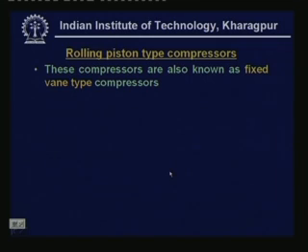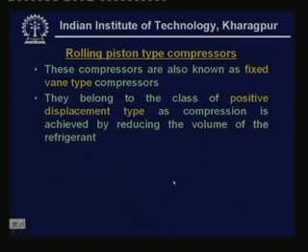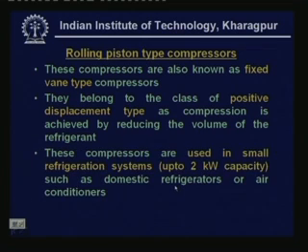Rolling piston type compressors are also known as fixed vane type compressors. They belong to the class of positive displacement type, as compression is achieved by reducing the volume of the refrigerant. These compressors are used in small refrigeration systems, that means up to 2 kilowatt of refrigeration capacity, and they are mainly used in domestic refrigerators or small air conditioners.